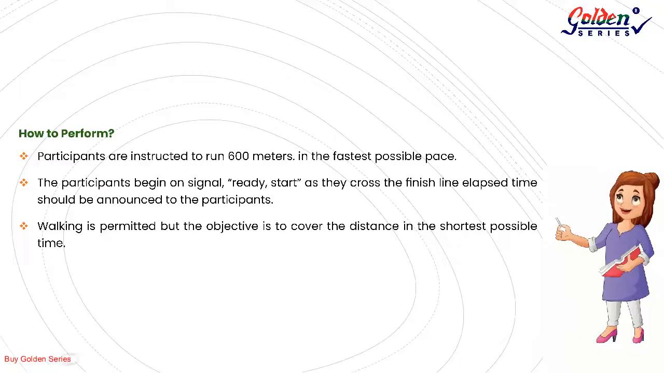How to perform? Participants are instructed to run 600 meters in the fastest possible pace. The participants begin on signal, ready, start. As they cross the finish line, elapsed time should be announced to the participants. Walking is permitted, but the objective is to cover the distance in the shortest possible time.